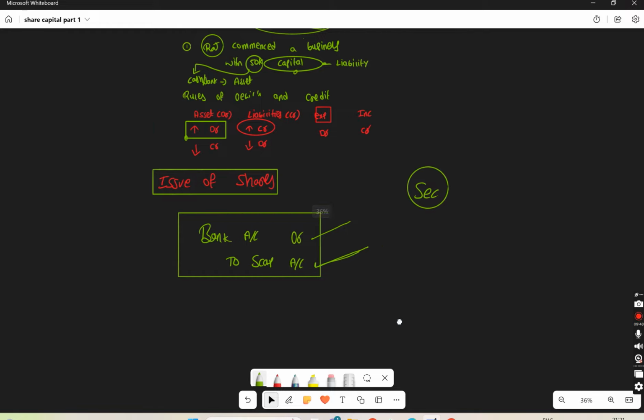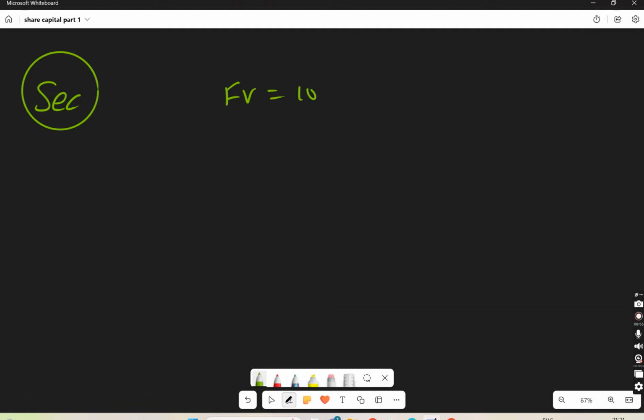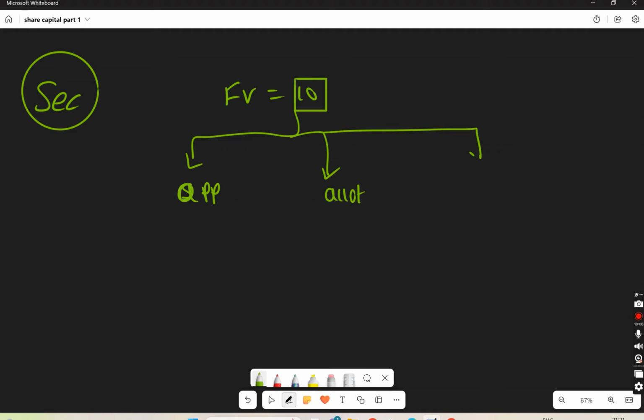Whenever we issue shares, let's just say there is a face value of 10 rupees. We are going to collect this 10 rupees in installments. One is application, another one is allotment, another one calls: first call, second call, third call, any number of calls there can be. So these are installments. So this 10 rupees only I am collecting in installments. Okay.